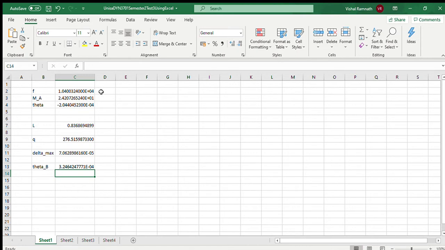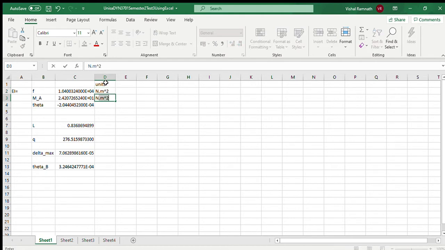Alright, so the units, we have to be consistent. Remember, F is equal to EI, and E is Newton over meter squared, I is meter to the 4th power, so the units over here would be Newton meter squared, moments would be Newton meter, theta radian, L meter, Q Newton per meter, delta max meter, theta B in radian.